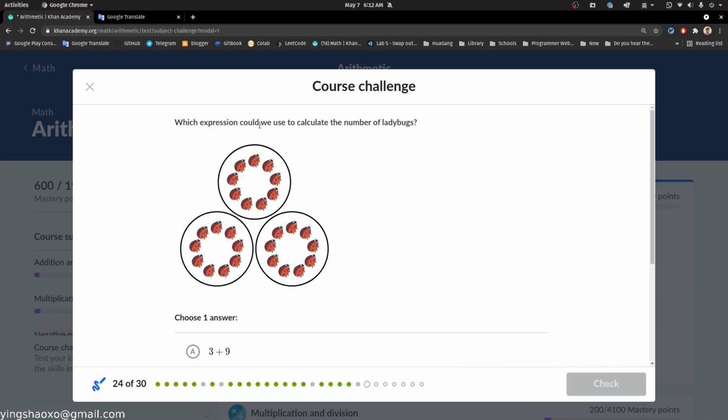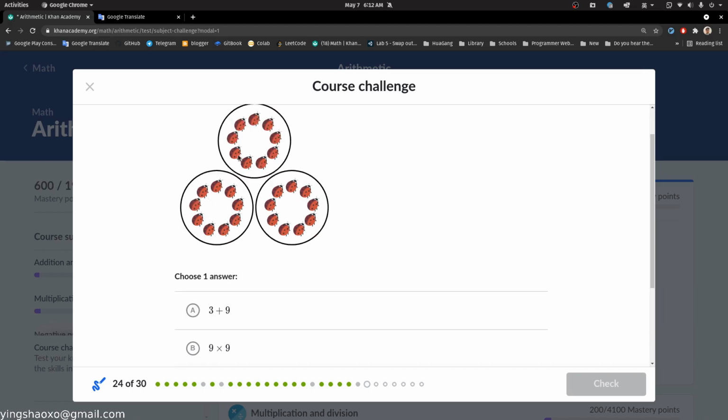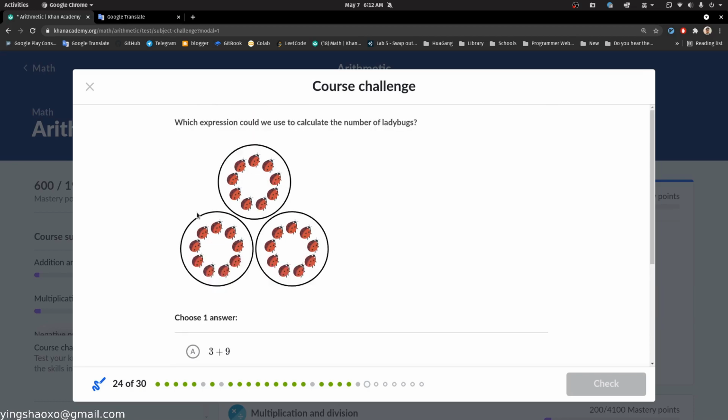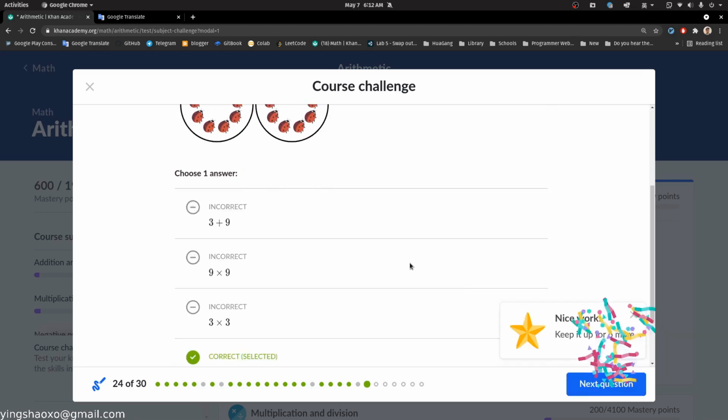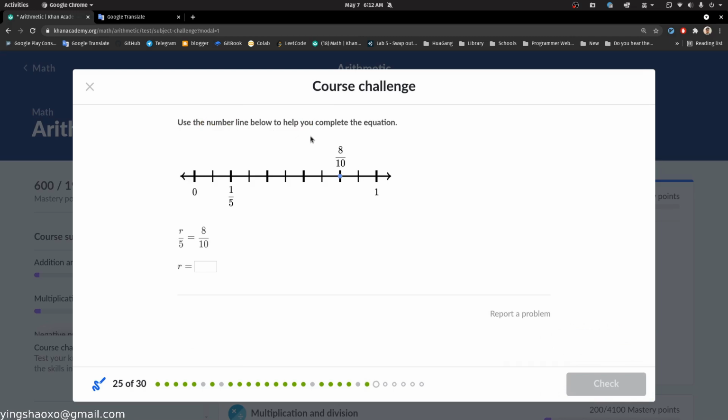Which expression could we use to calculate the number of ladybugs? 1, 2, 3, 4, 5, 6, 7, 8, 9. We got 3 times 9. Okay, let's go on. Use the number line below to help you complete the equation.